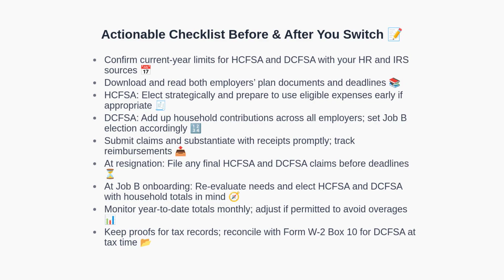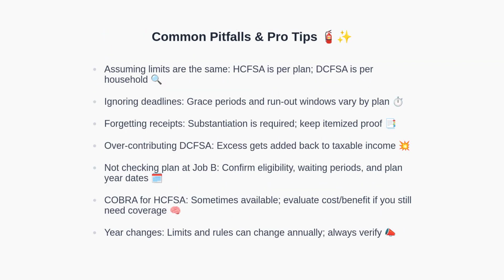At Job B, reevaluate your needs and elect accordingly. Monitor your totals throughout the year and adjust if your plan permits changes after qualifying events. Finally, keep your documentation for tax purposes and reconcile with your tax forms, including reviewing Box 10 of your W-2 for DCFSA. Watch out for these pitfalls.